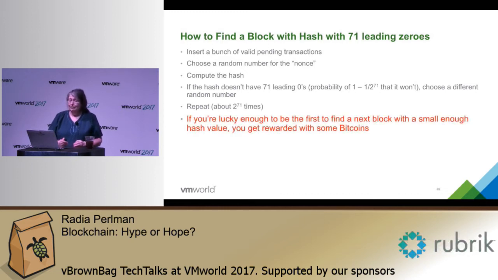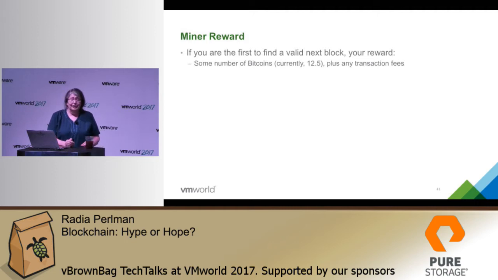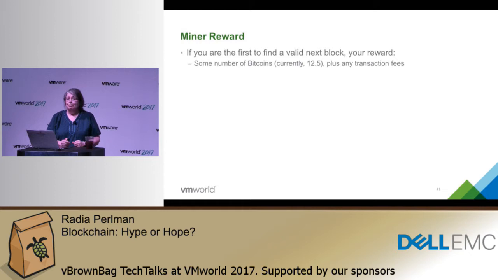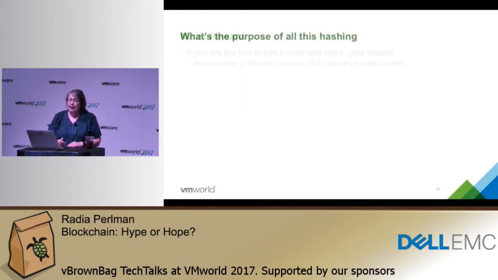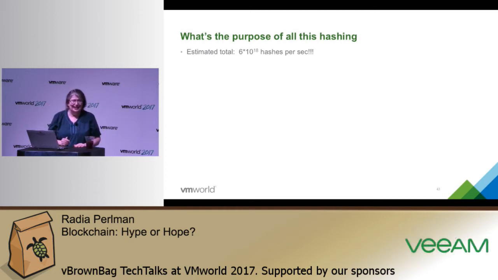If you're lucky enough to be the first to find a next block with a small enough hash value, you get rewarded with some number of bitcoins. So currently the reward is 12.5 bitcoins plus any transaction fees in any of the transactions. Now, what's the purpose of all of this hashing, which is estimated to be 6 times 10 to the 18 hashes per second? Again, these numbers are things that you just can't grok.